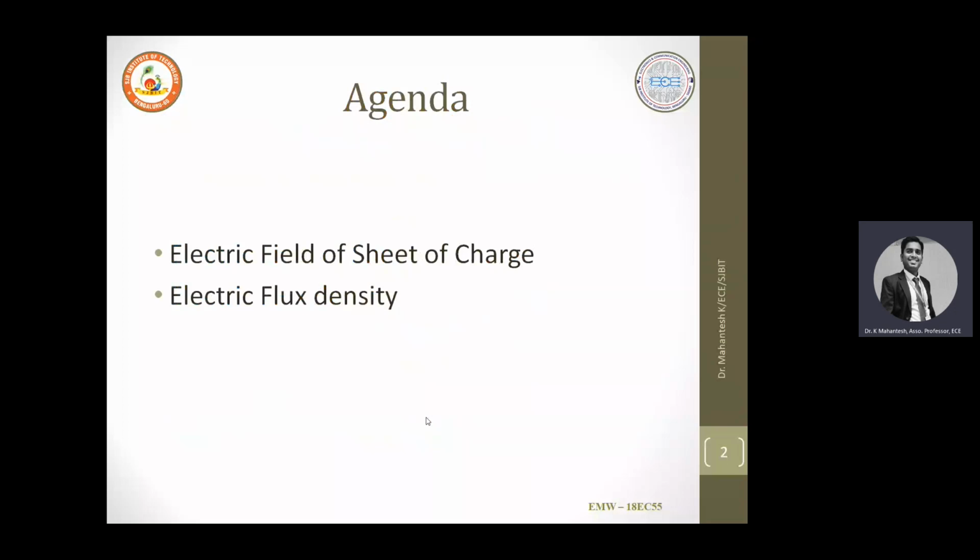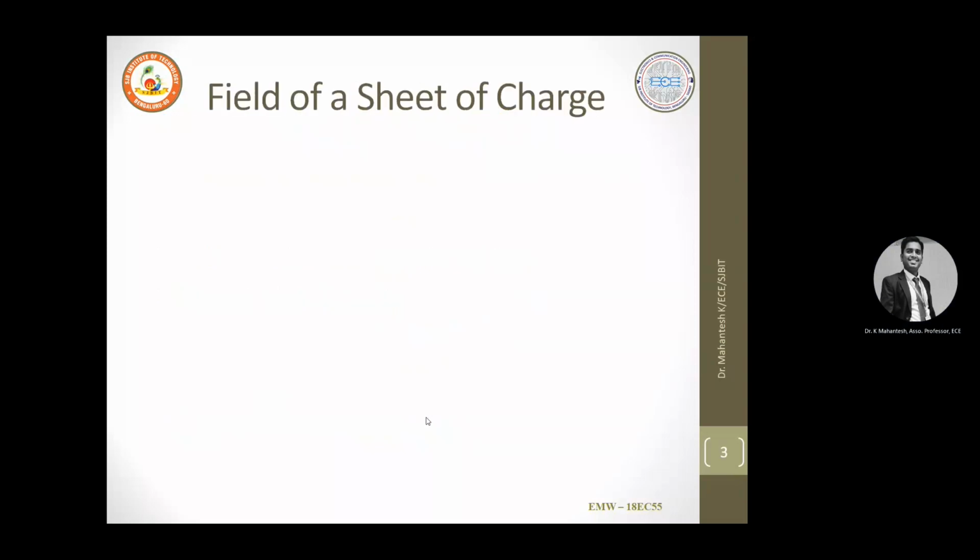In the previous video, we had discussed the electric field of a line charge and a volume charge distribution. Another basic charge configuration is the infinite sheet of charge having a uniform density of rho s coulombs per meter square, and we will also be discussing electric flux density in this video. So we will derive the electric field of a sheet of charge.